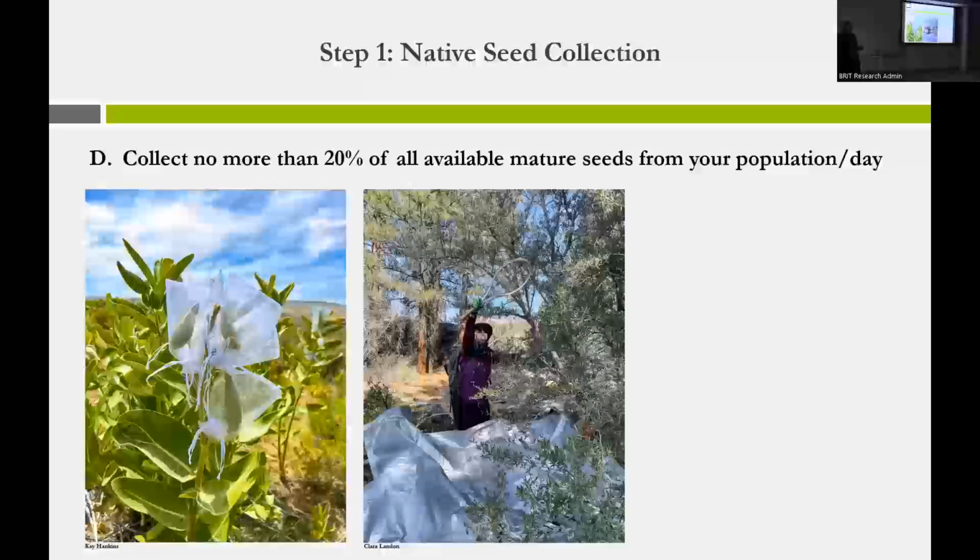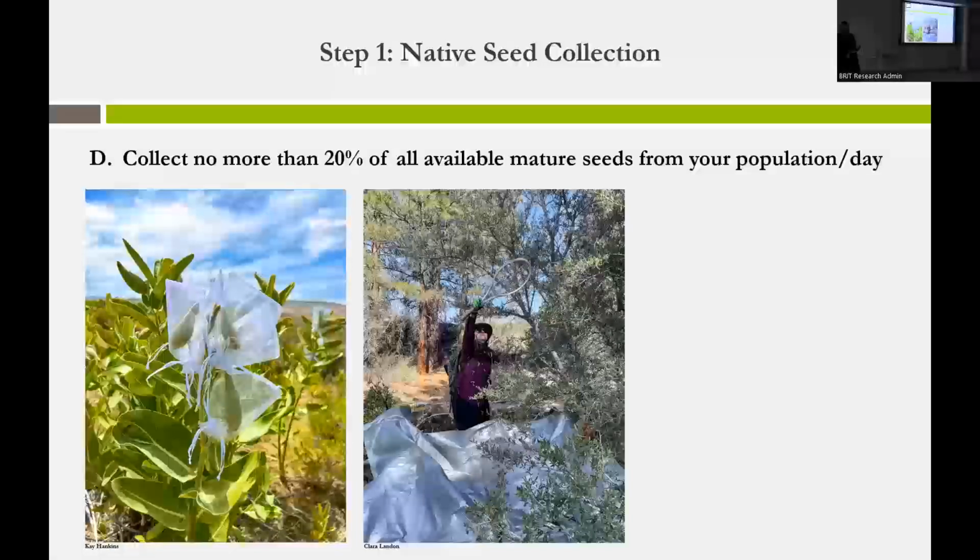But what is always the same is that we collect only 20% of the available mature seed at our population in a given collecting day. And this is to reduce the overall impact upon the populations that we're collecting the seed from, while also maximizing the amount of genetic diversity that we're able to capture with our collection effort.